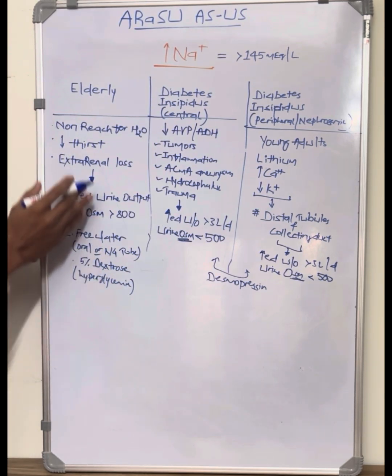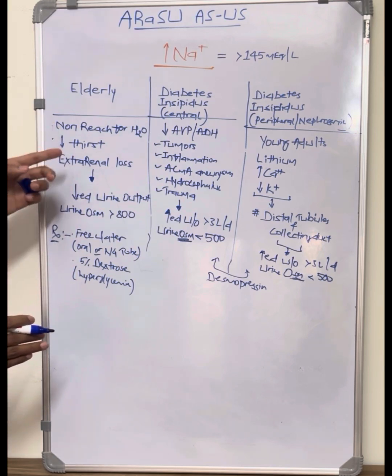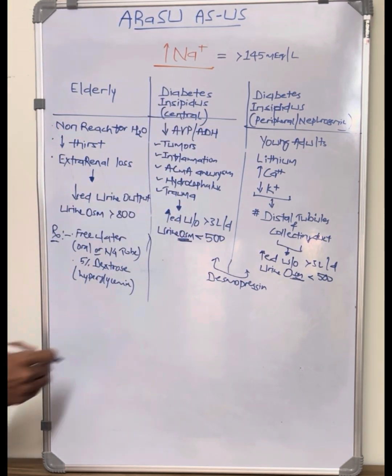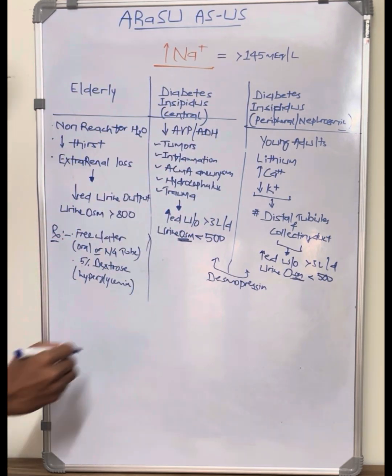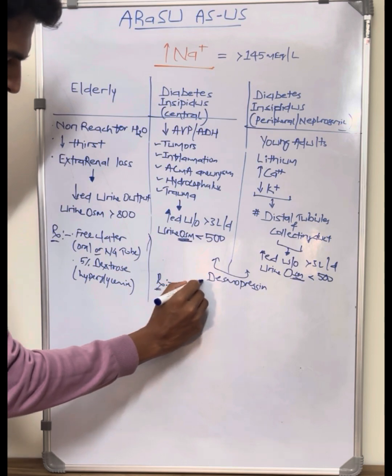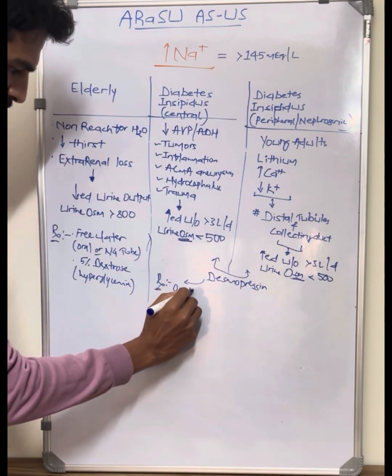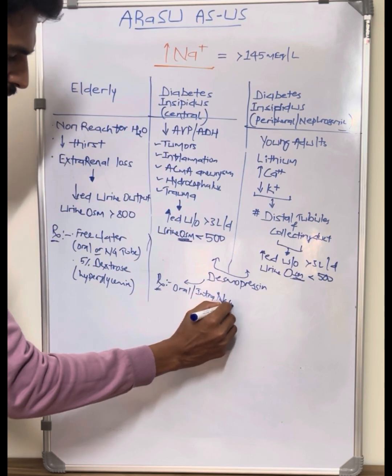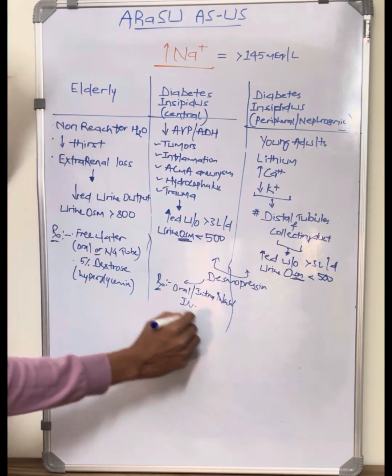So this will suffice, whatever the lack of water intake was. Whereas in central diabetes insipidus, as there is decreased ADH, we can supplement with ADH, that is desmopressin, either oral or intranasal or IV can be given.